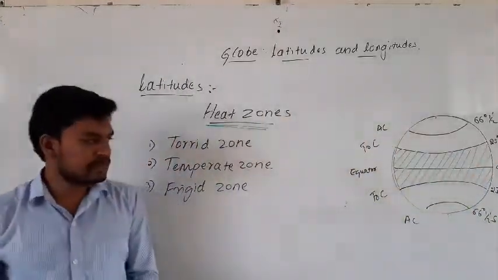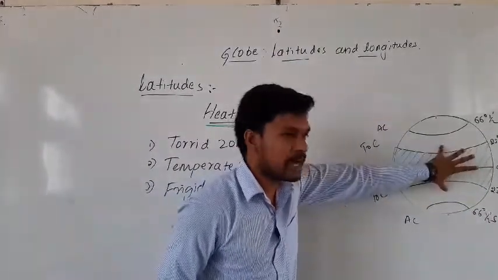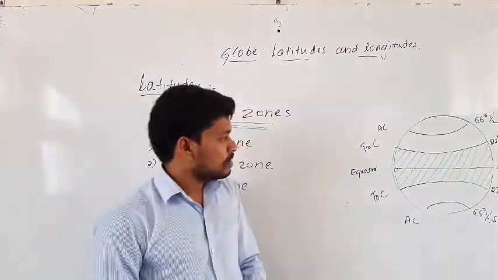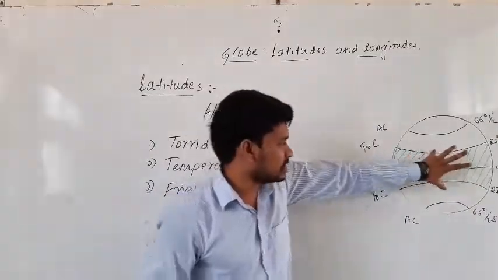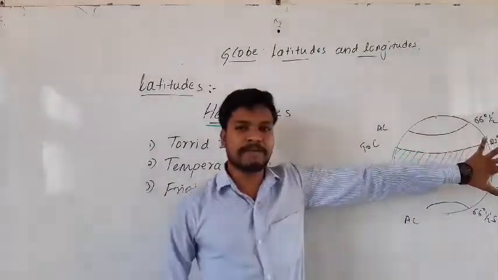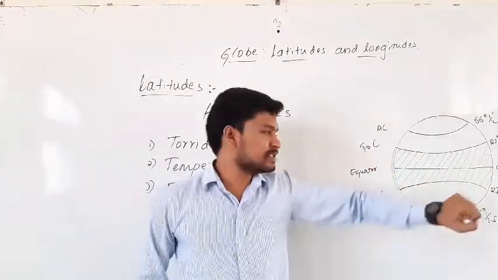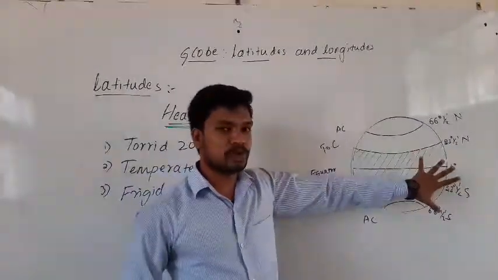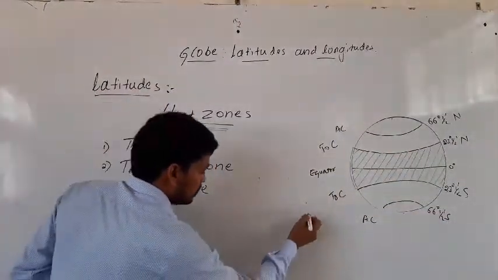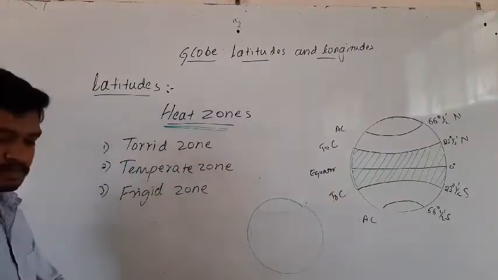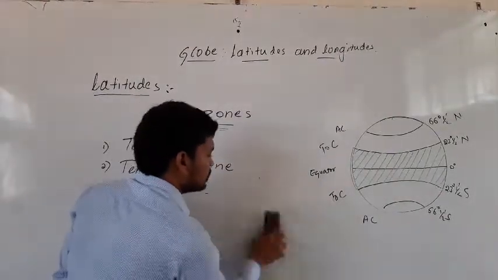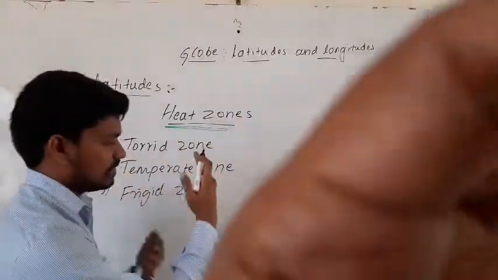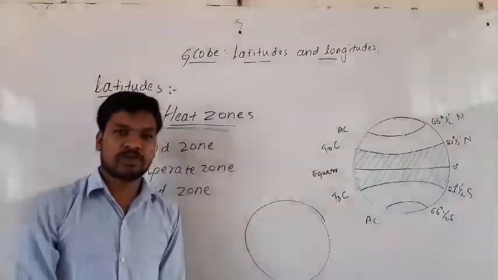The zone which lies in between the Tropic of Cancer and Tropic of Capricorn is called the torrid zone. In this area, between these two latitudes, it receives very high temperature throughout the year. Why? Because here we have the earth. Is our earth positioned exactly straight in the solar system?